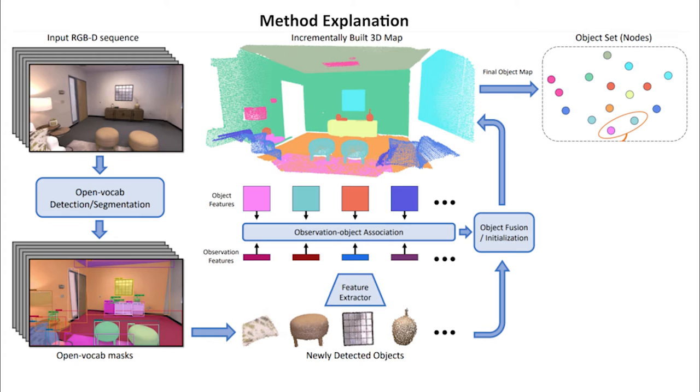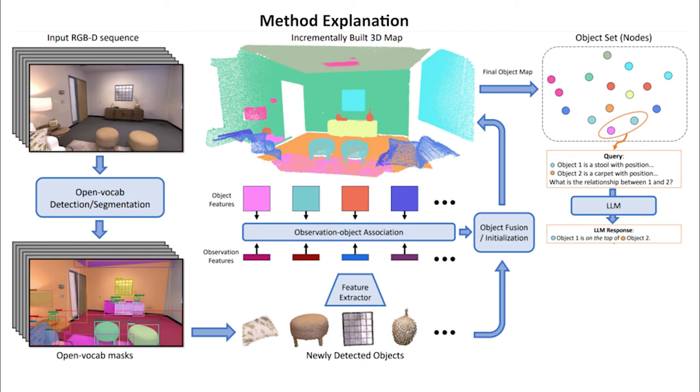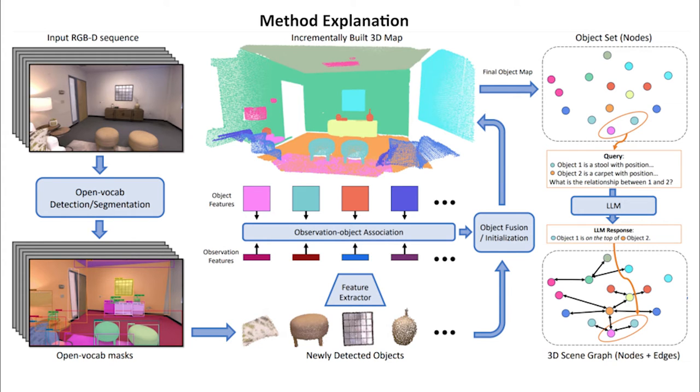Once the map is built, we have all the nodes for our scene graph, and now we need to construct the edges. Using simple heuristics to guess which object pairs may be related, we can query a large language model to determine what kind of edge, if any, is appropriate, such as a cup being on top of a table. This finally results in the full 3D scene graph, which contains rich semantic features for each object and also encodes the relationships between them. For more details on our method, please check out our paper.